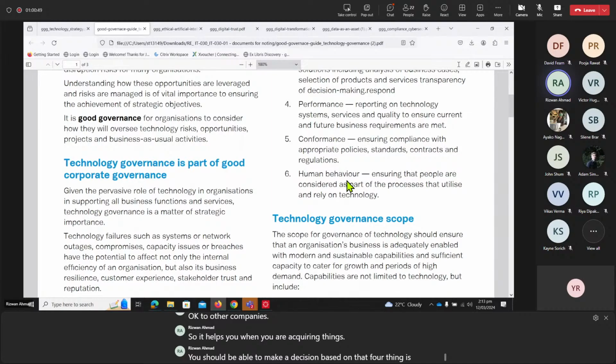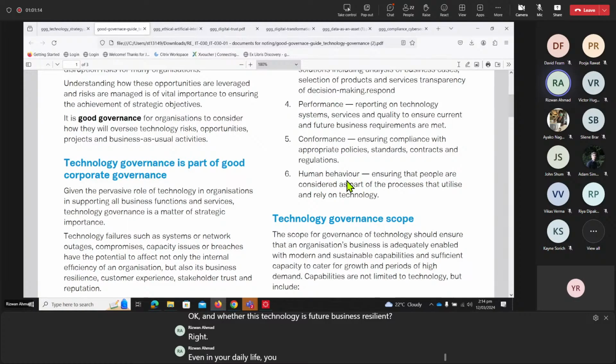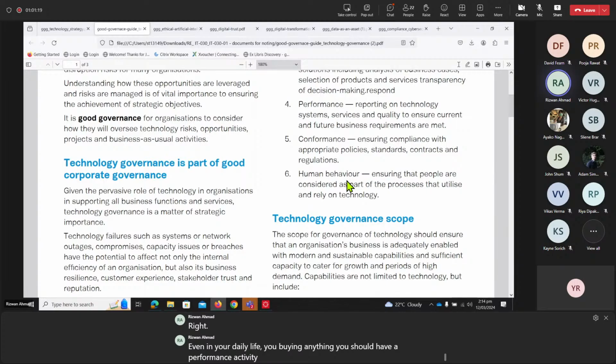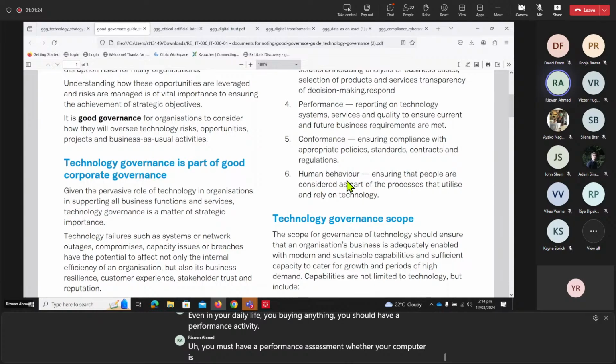The fourth thing is performance: how your technology is performing, and how you're using that technology to make sure that it's productive. And whether this technology is future business resilient. Even in your daily life, when you're buying anything, you should have a performance assessment, such as whether your computer is okay for the next 3 to 4 years.